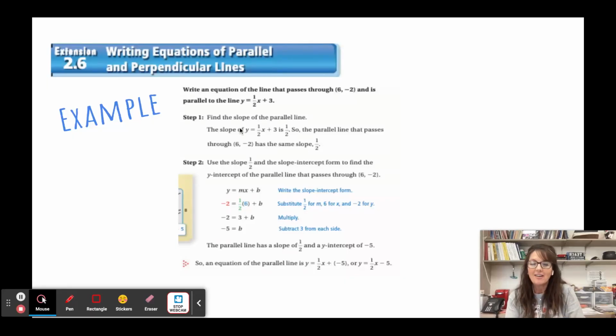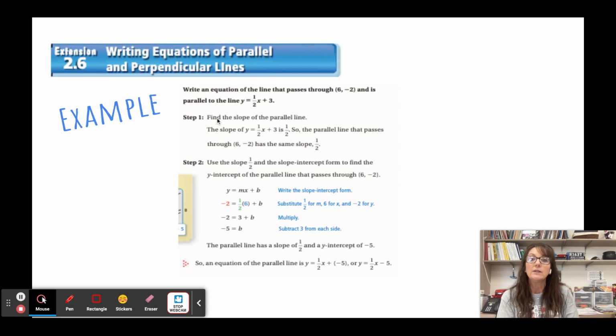Okay, here we are, lesson 2.6 extension. We're going to be writing equations of parallel and perpendicular lines, and this example is pretty much just going to go over the parallel ones. So it says to write an equation of a line that passes through the point (6, -2) and is parallel to the line y = 1/2 x + 3.